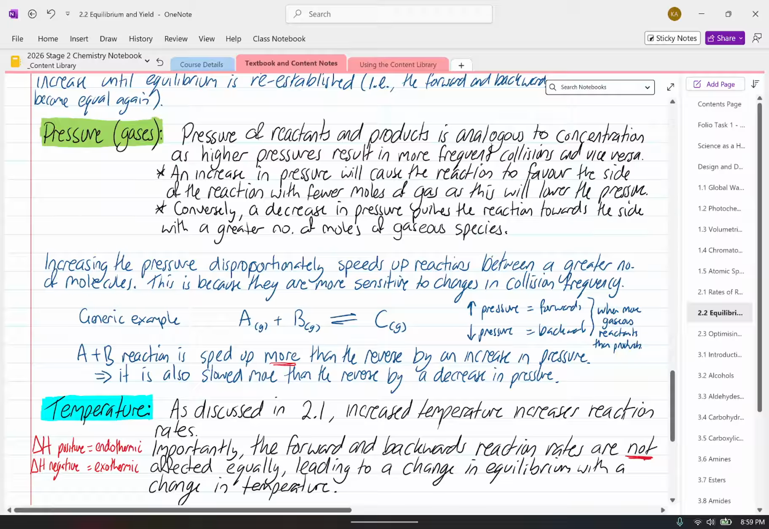So just as our summary, the A plus B reaction is sped up more than the reverse by an increase in pressure, but it's also slowed down more by a decrease in pressure. So that's why we end up with the reaction going forwards or backwards.